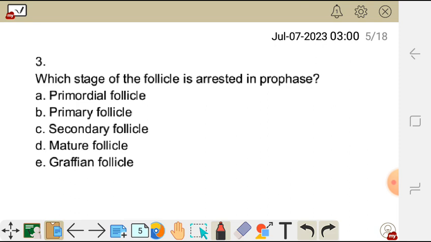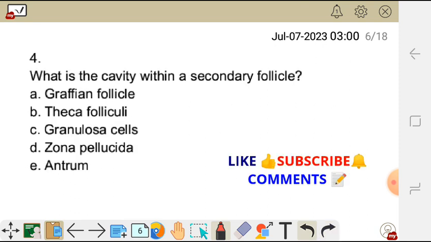So we move on to question 4. Question 4 reads, what is the cavity within a secondary follicle? A. Graafian follicle, B. Theca folliculi, C. Granulosa cells, D. Zona pellucida, E. Antrum. So the cavity within a secondary follicle.